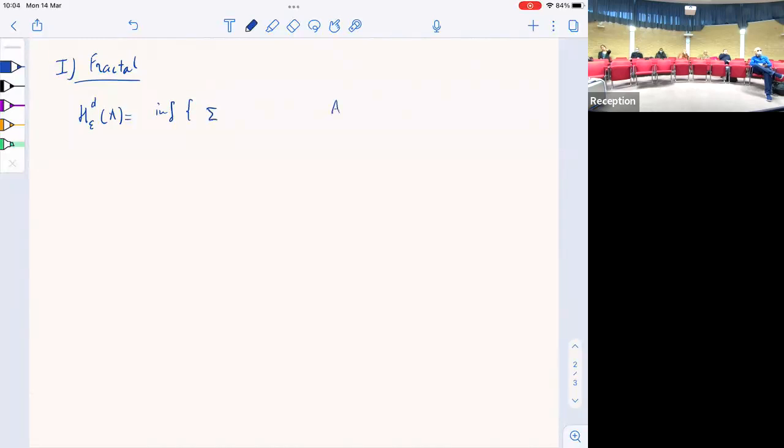a covering. So A is covered by a union of sets, let's say V_i, i from 1 to n, and every set has diameter smaller than or equal to epsilon. And what we should do is to take the sum of the diameters of the V_i's to the power D, i from 1 to n. Then we take the infimum of all such coverings.